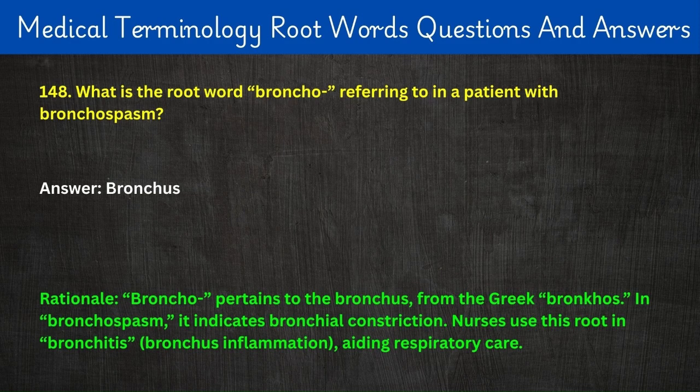148. What is the root word broncho- referring to in a patient with bronchospasm? Answer: bronchus. Rationale: Broncho- pertains to the bronchus, from the Greek bronchos. In bronchospasm, it indicates bronchial constriction. Nurses use this root in bronchitis, bronchus inflammation, aiding respiratory care.